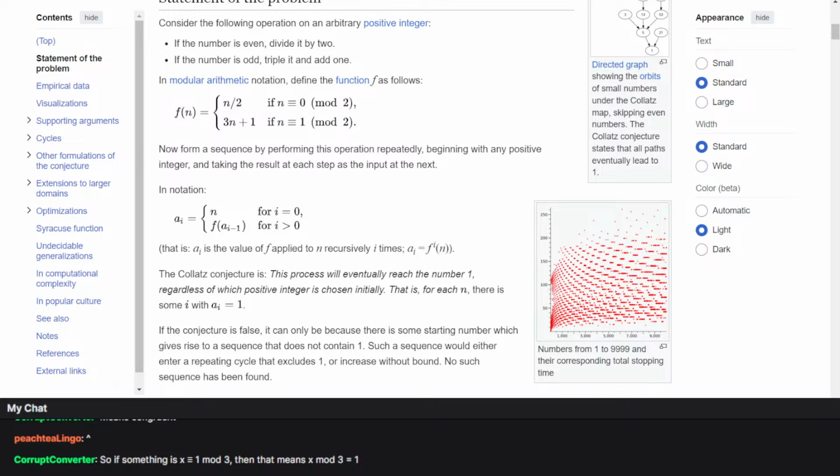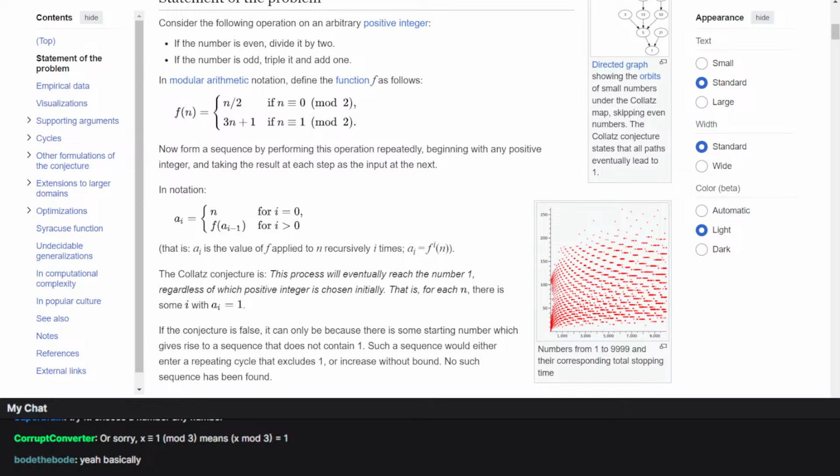It's like a loop. It says if something is x ≡ 1 mod 3, then that means x mod 3 equals 1. Well, you always reach 1. So, like, find something where... like, a pattern or something? The idea is to find a pattern where you will always reach 1 if you plug in that number. Like every fifth number, you will always reach 1. That's not true, but if it was true, then you would beat the conjecture.